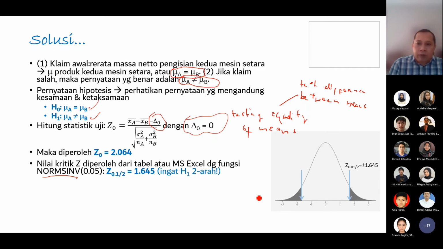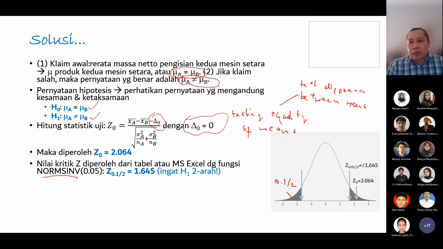So each of these areas are 0.1 divided by 2. Now remember, the total alpha is 0.1, so if we divide it by 2, the left-hand side alpha would be 5%, and the right-hand side would be 5%. Okay, the total is 10%.